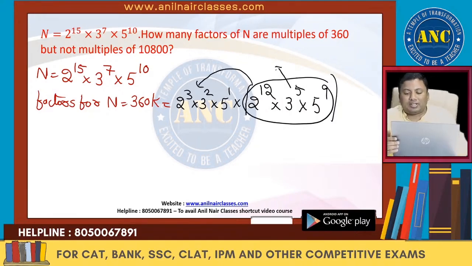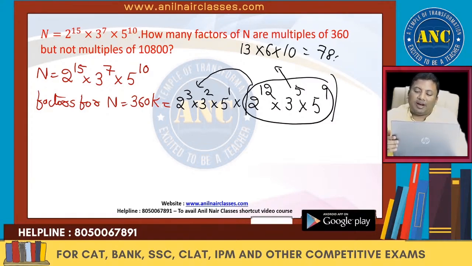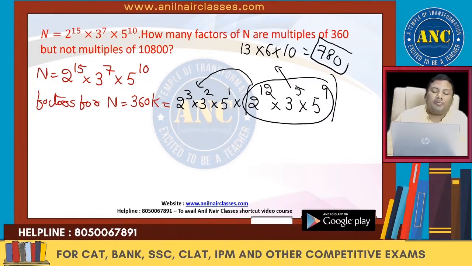How many factors are there for this number? 12 means 13 factors, 5 means 6 factors, 9 means 10 factors. So a total of 780 factors are there which are multiples of 360.